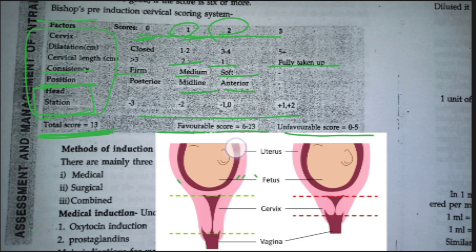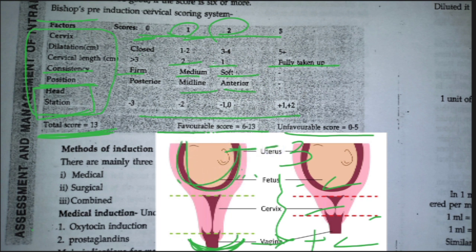Head station. When the baby is inside the womb, at that time it is -3. When the baby's head is visible outside and it is going to be born, at that time the score is +2. In the middle way, the score is -2, -1, 0 and so on. The baby is inside. At this time it is -3. We will give 0 score.